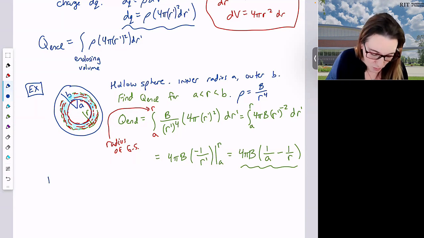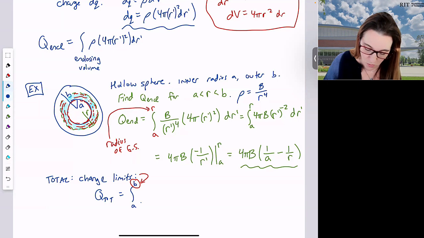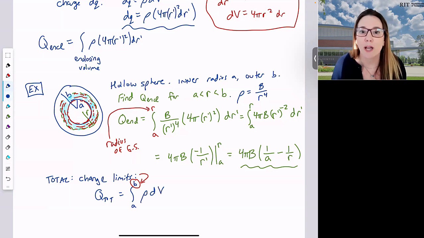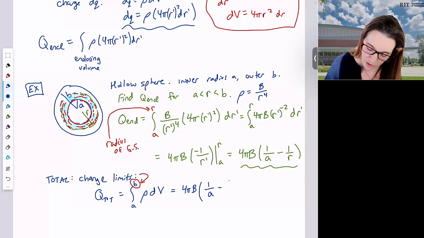If I wanted my total charge, you just change the limits to take into account the total charge. So the total charge would then just be the integral from A to B. So again, just changing this upper limit in order to encompass the whole thing. So I would have the same result, except I would then get 4 pi b times 1 over A minus 1 over B.